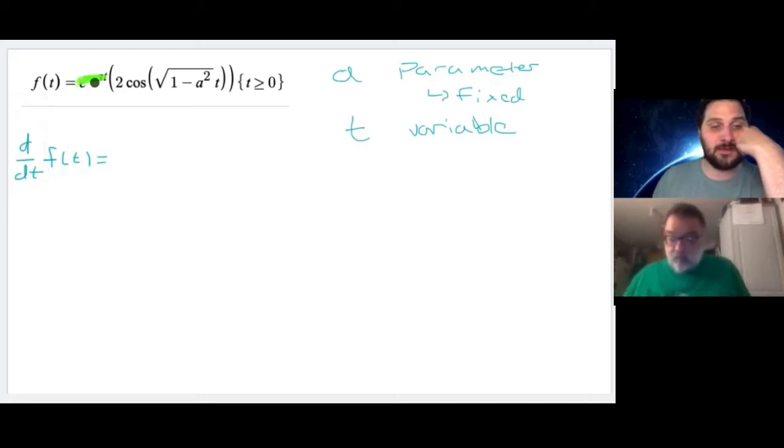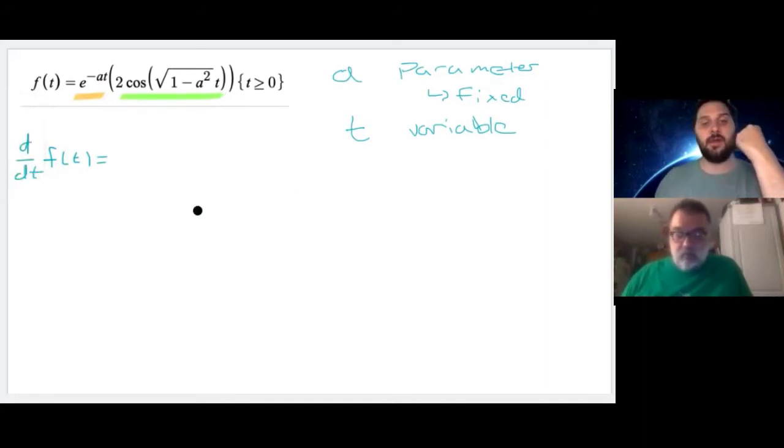I have this factor. Oh, that's too dark. Uh-oh. How do you do this? All right, I'll underline instead. So that's that one factor, and then I have this other factor, and they're multiplied. There's an implicit multiplication here.